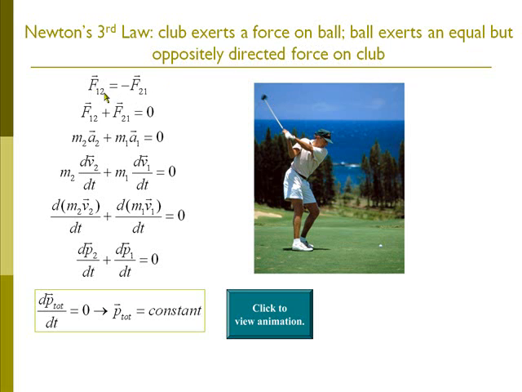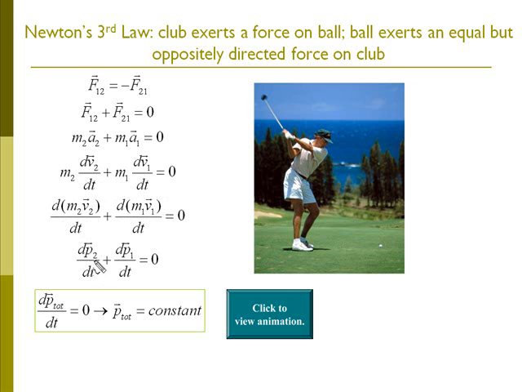The forces being equal but opposite in direction, we can write force of club on ball equals force of ball on club in the opposite direction. Rearrange the terms and write them up, m2a2 plus m1a1, of course using the form of Newton's second law in terms of momentum: the derivative of m2v2 with respect to time plus the derivative of m1v1 with respect to time equals 0.